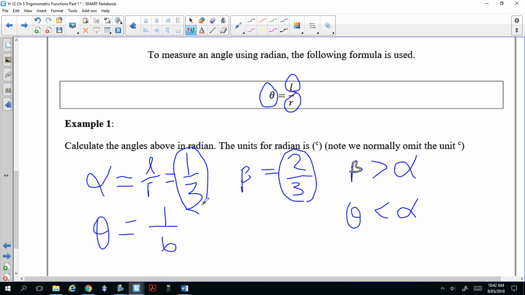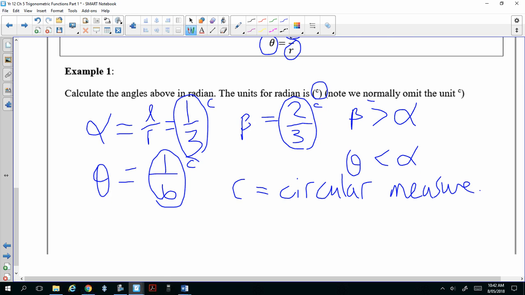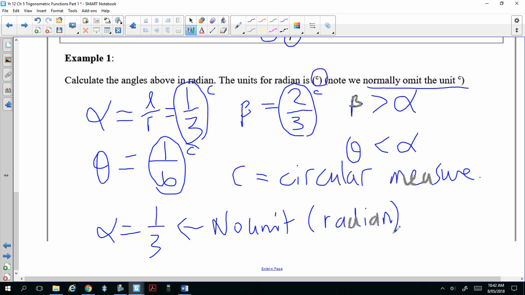And what's the symbol for radian? The symbol for radian is c. Why is it called c? c stands for circular measure, because we involve the circle to measure the radian. However, we'll normally omit the c. Alpha equal to 1/3, when there's no unit, it means radian. If I write 30 degrees, it means degrees. But if I write 30 without the unit, it means radian. So from now on, we're not going to write c each time. We're just going to write nothing, which means radian.